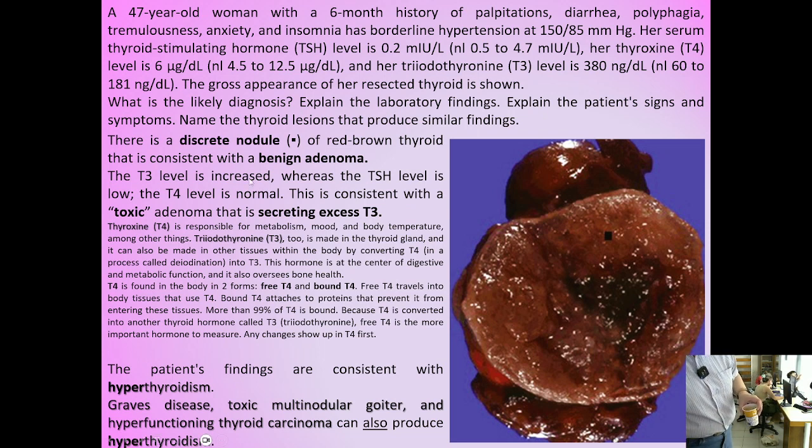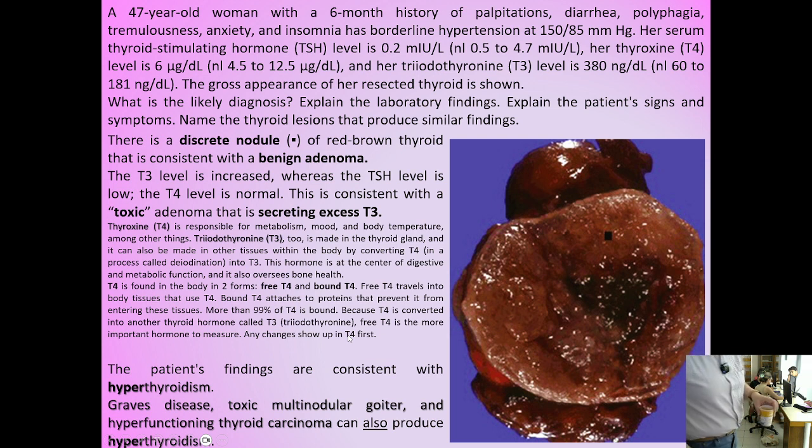So T3 level is increased, so TSH level is low because the problem is in the thyroid, and this is consistent with a toxic adenoma, which is a rare case of hyperthyroidism. More common cases are Graves' disease, toxic multinodular goiter, it's described as well, a hyperfunctioning thyroid carcinoma, quite rare, I believe. All these are potential causes of hyperthyroidism.